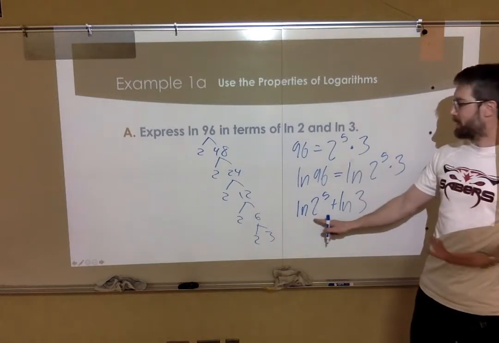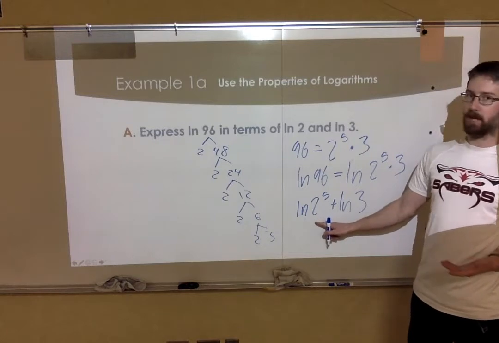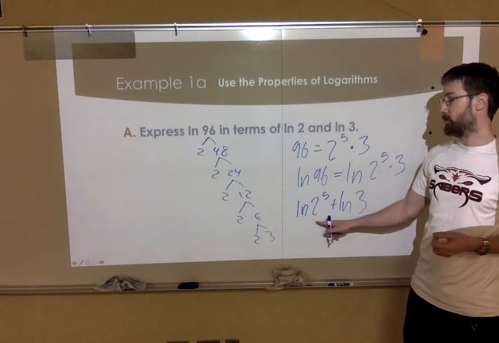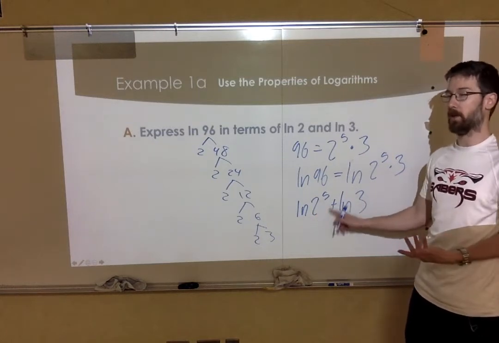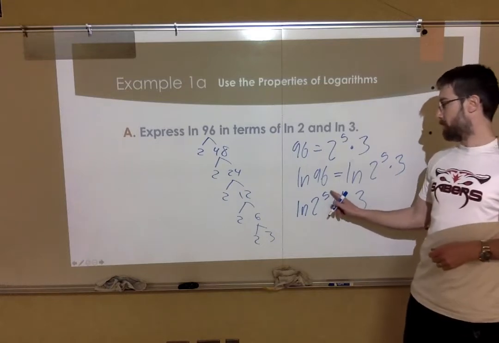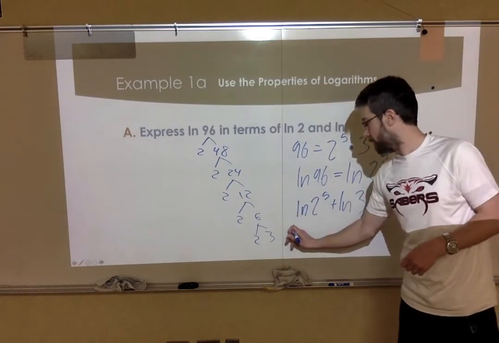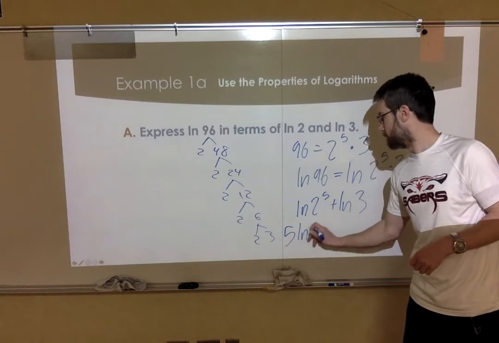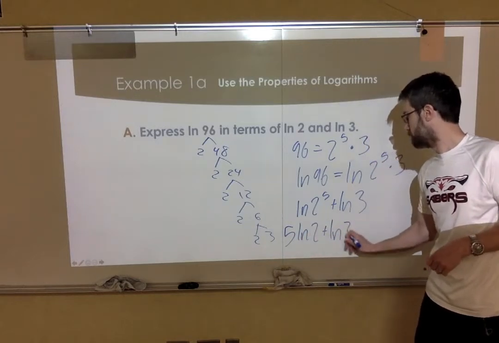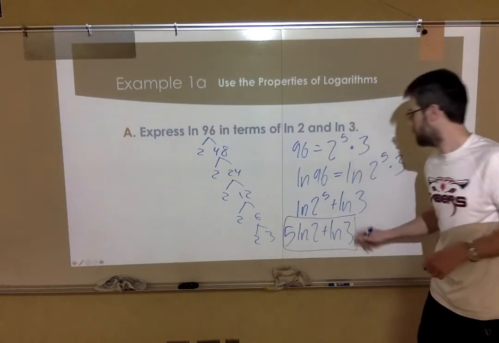And now the last thing: this isn't technically in terms of natural log 2 yet, it's in terms of natural log 2 to the 5th, which is natural log 32. So I'm going to apply the power property by moving the 5 out in front for my final answer. Like that.